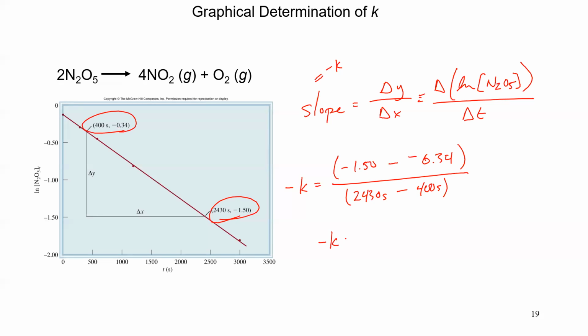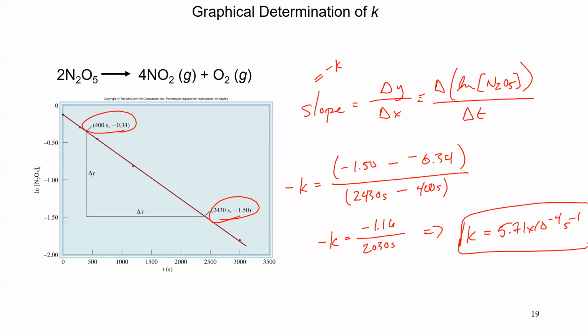And so the negative k is negative 1.16 divided by 2030 seconds. We end up with k being 5.71 times 10 to the negative 4 per second.